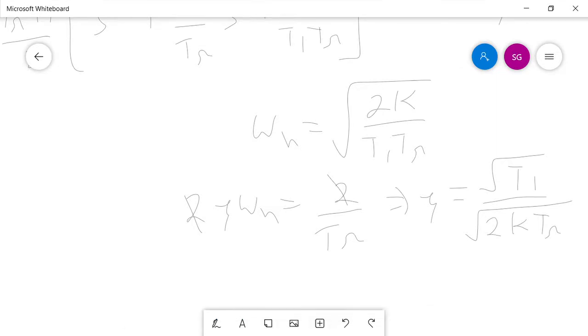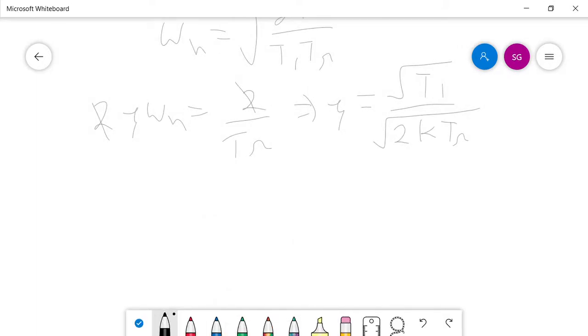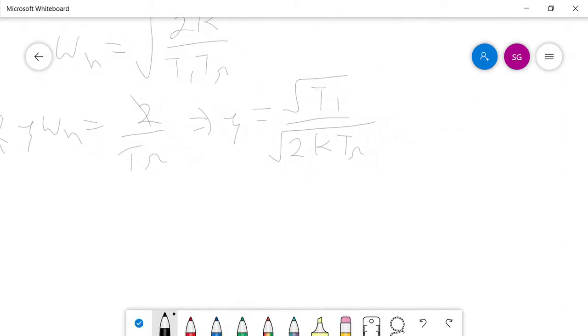And we know zeta is equal to 1 by root 2. So this will be equal to 1 by root 2. From here we can calculate K. So K will come out to be T1 by Tr. So I feel it is all right.